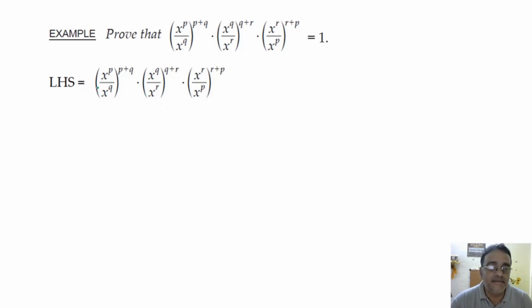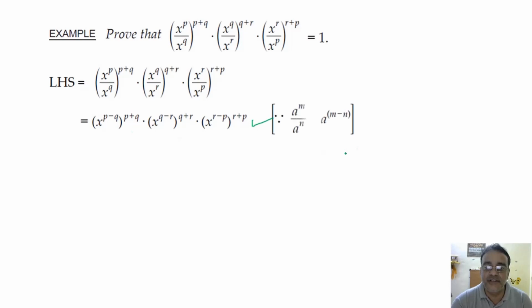So this will become x to the power p minus q, and this will become x to the power q minus r, and this will become x to the power r minus p. Whether this step is clear, all of you? Yes, sir. And which property we have used here? This one.